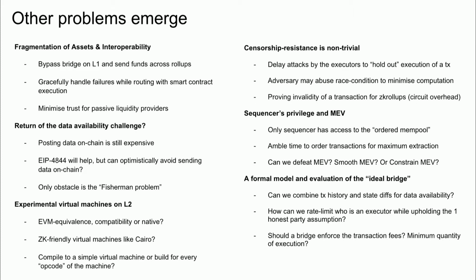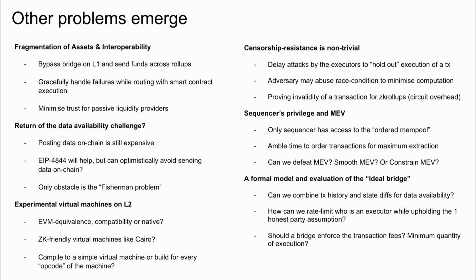How can we gracefully handle failures when there's smart contract interaction along the route? It's very much a lightning network problem with HTLCs, et cetera. But it's a very fun problem that not many people have really solved. Another is the return of the data availability challenge.